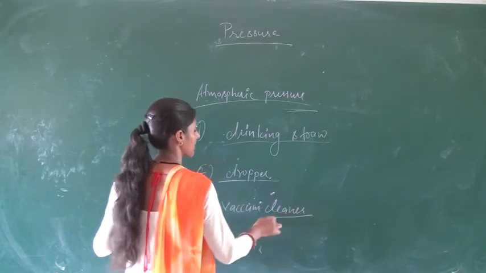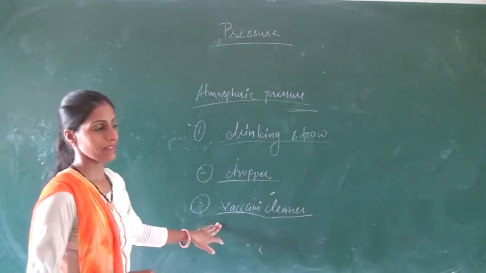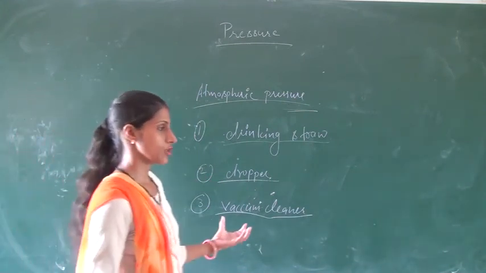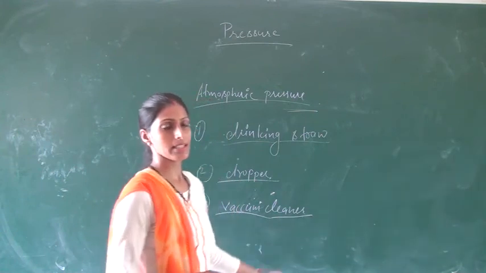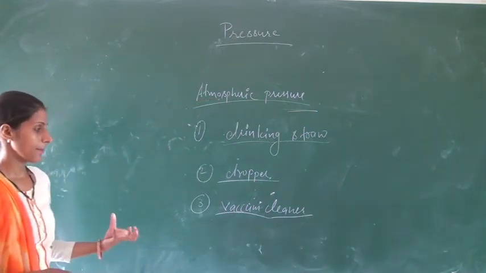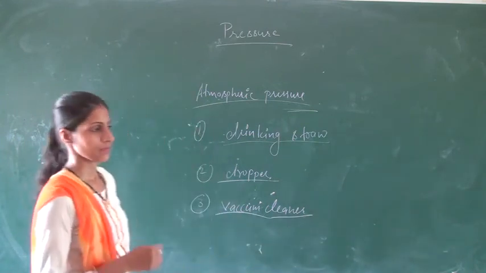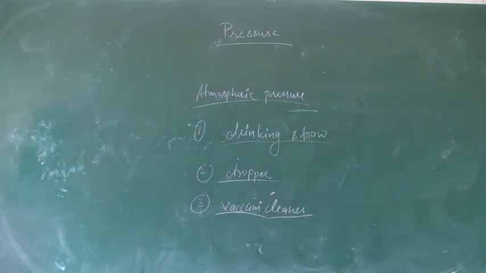A vacuum cleaner is a device which is used to clean our surroundings. It collects tiny pieces of paper and dust particles very fast by applying pressure in this instrument. Okay, students.